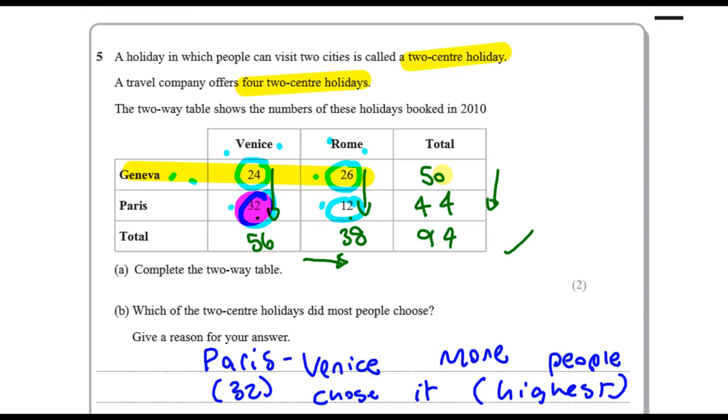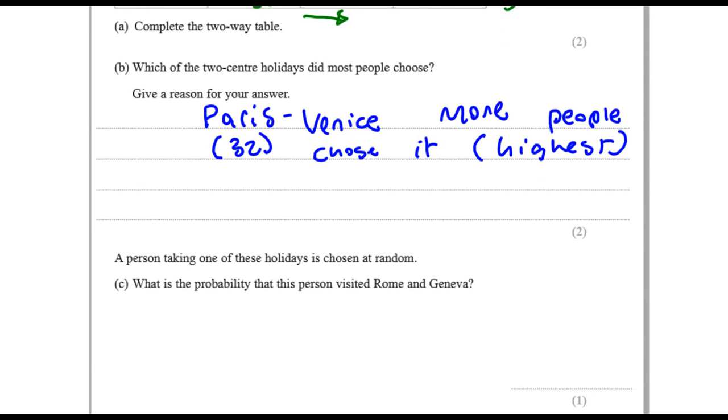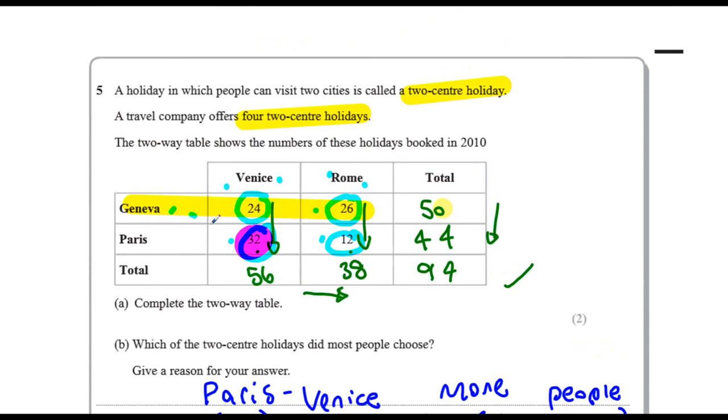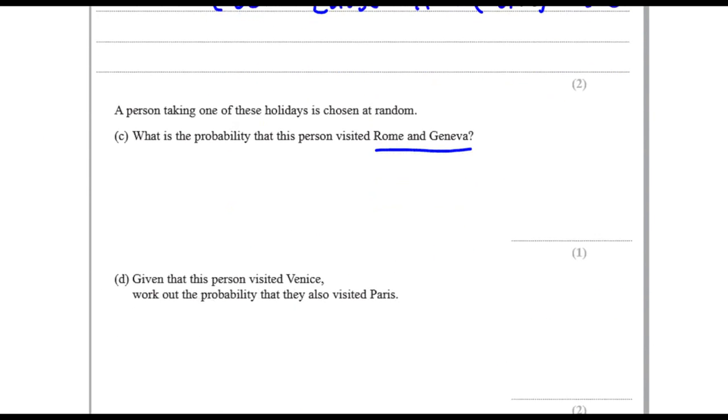Right, moving on. A person taking one of these holidays is chosen at random. What is the probability this person visited Rome and Geneva? Let's go back to our diagram and let's see where Rome and Geneva is. It's here. So 26 people went to Rome and Geneva.